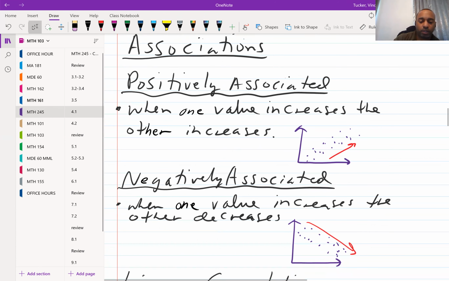If it's negatively associated, when one value increases, the other decreases. So if you're reading your graph from left to right and it goes down, that means it's negatively associated. So you're always reading your graph from left to right. If it goes up, then it's positively associated. If it's going down, then it's negatively associated.